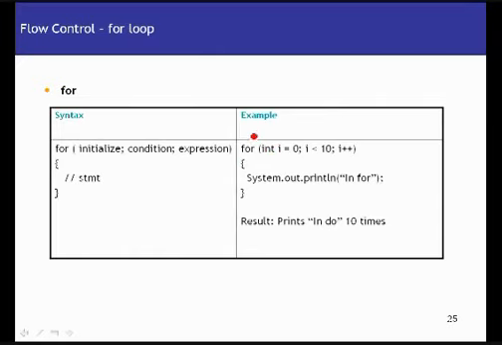When the control comes to this for loop for the first time, it executes whatever is there in the initialization block. So it executes int I is equal to 0. This initialization is done only once, right? And then it's going to check the condition. Is I less than 10? Yes, because I is 0, it's less than 10. Now if the condition is matched, it goes into the for loop and executes whatever is there within this for statement. So it executes System.out.println "in for".